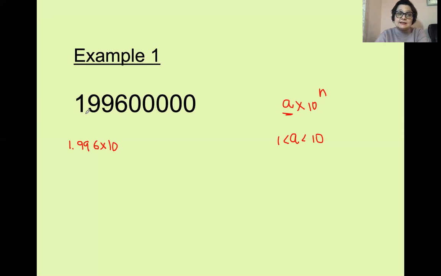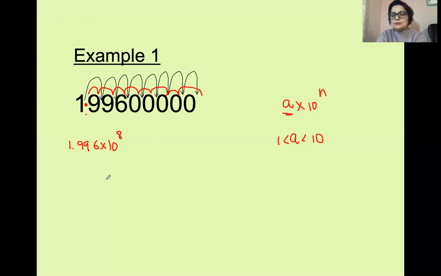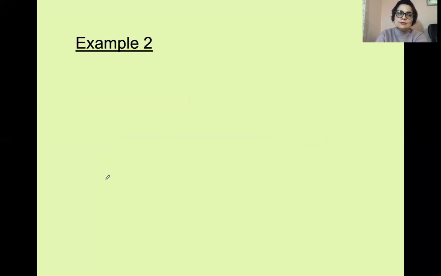So we place the decimal point here. So we're going to have 1, 2, 3, 4, 5, 6, 7, 8. So times 10 to the power of 8. There you go, just like that. So keep counting after the decimal point where you place.